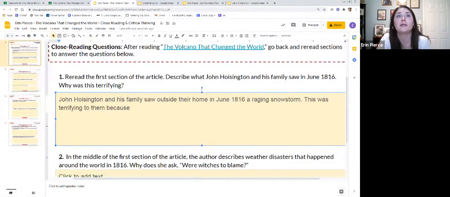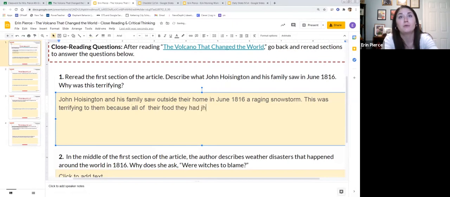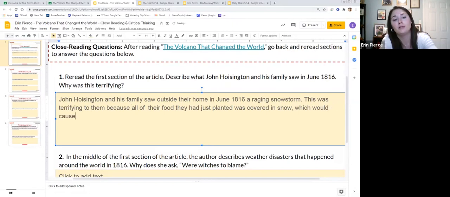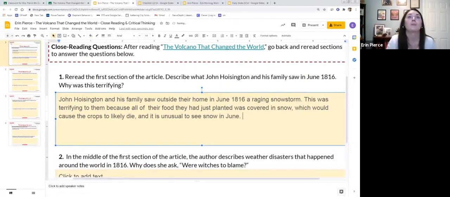Yep. So this was terrifying to them because all of their food they had just planted was covered in snow, which would cause the crops to likely die. And it is unusual to see snow in June, right?